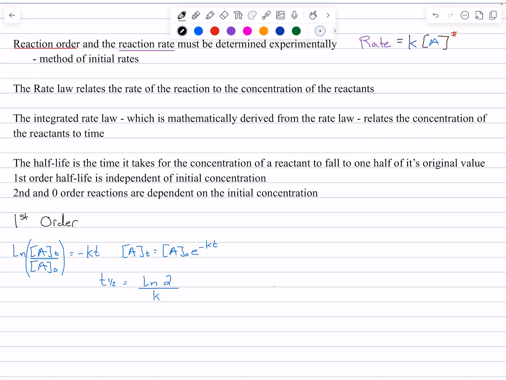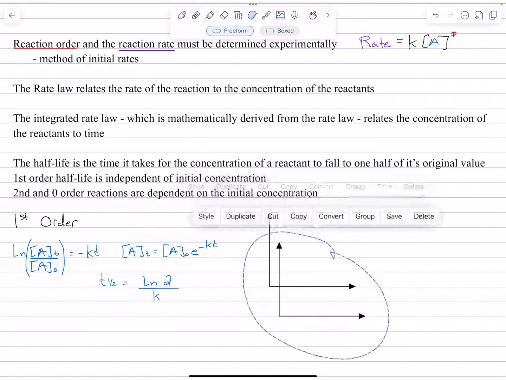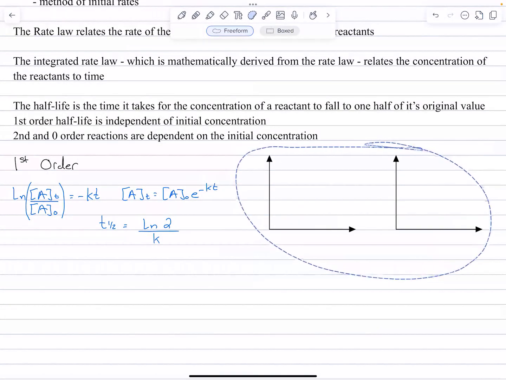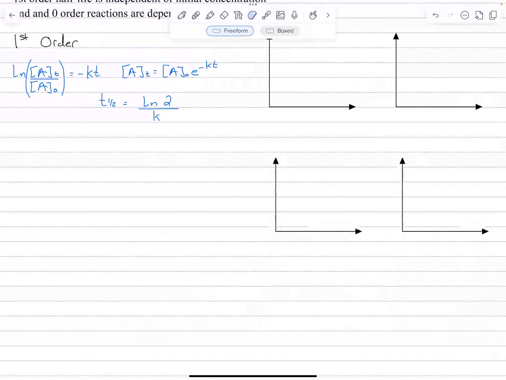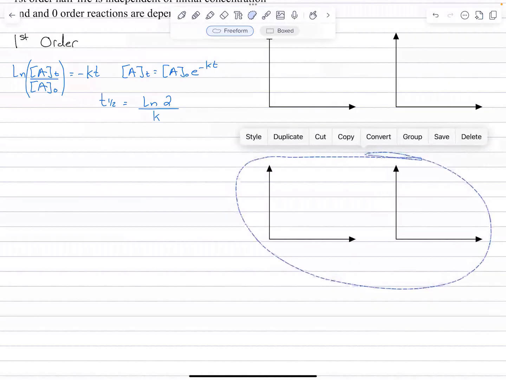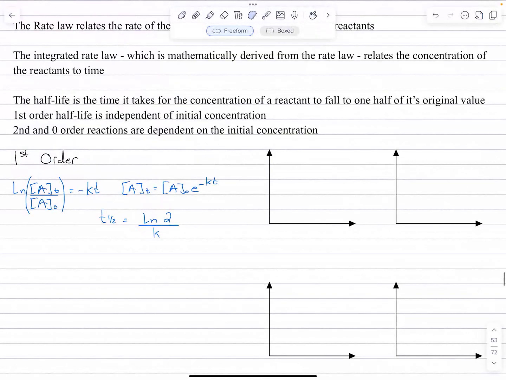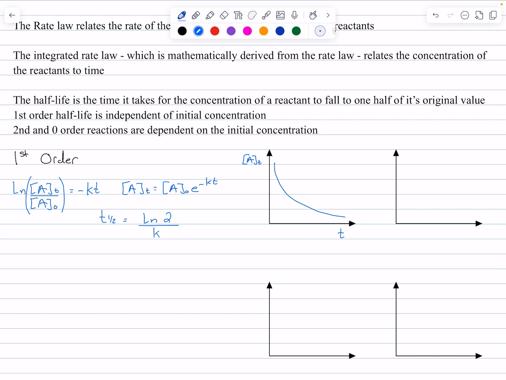Now, graphically, to help determine this, we're actually going to do all three of these graphs, so I'm going to cheat on you guys. Technology can be wonderful. If we graph the concentration of A at time t versus t, it's going to look something like this for first order. That's the integrated rate law we kind of showed you previously.